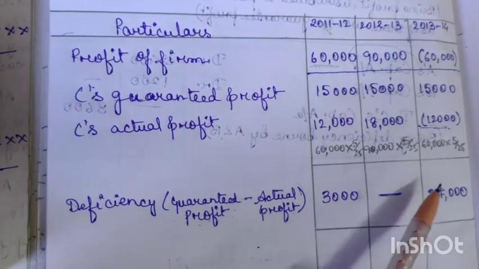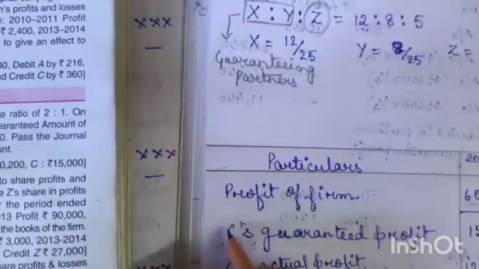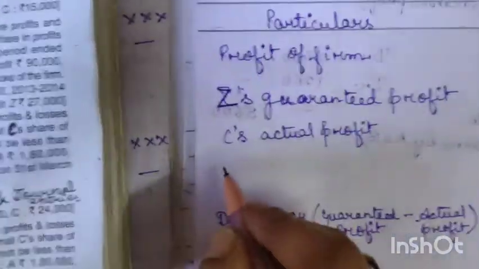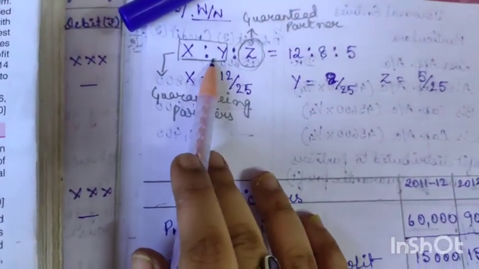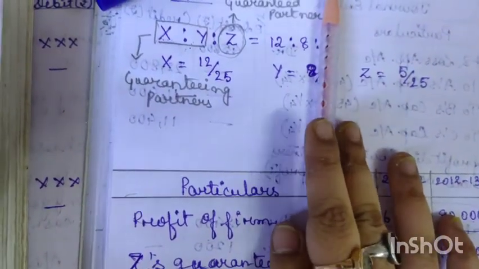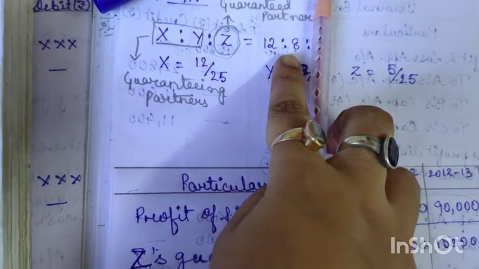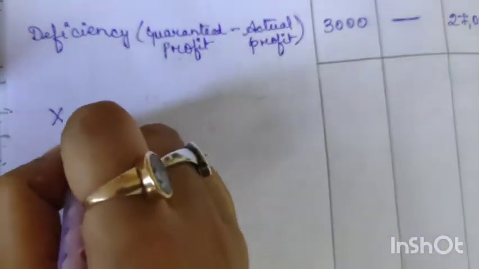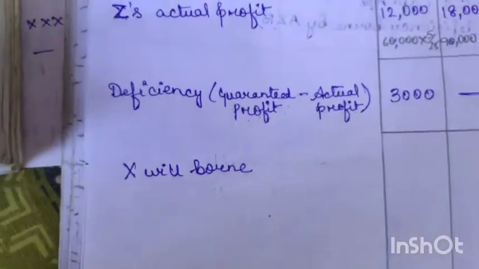Now who will meet this deficiency? This deficiency will be met by X and Y. Here I have written C, it will be Z. Z's guaranteed profit, Z's actual profit. Now as I told you, who will meet this deficiency? X and Y. In which ratio? Suppose there was no Z, then what is the ratio? If there was no Z, 12:8. That means X and Y will bear it in 12:8. So in the first year, how much will X bear?